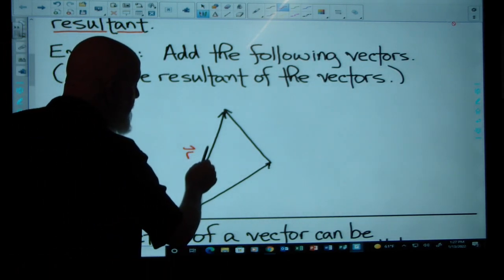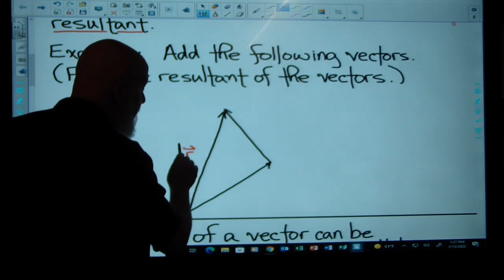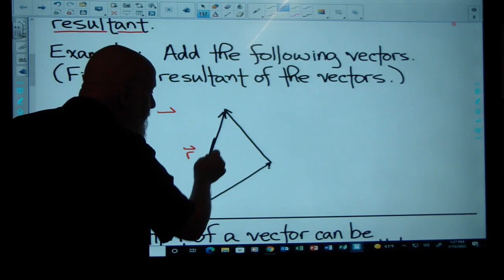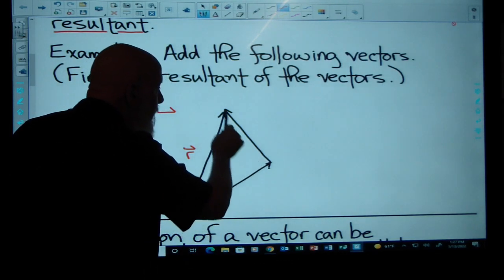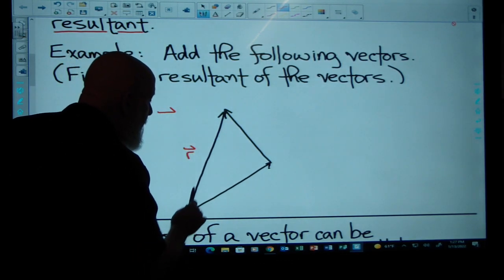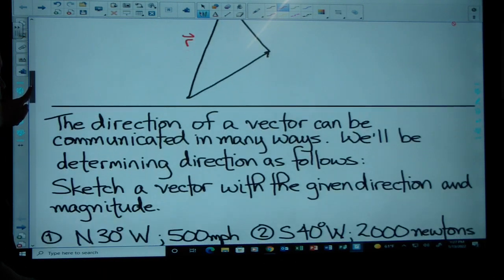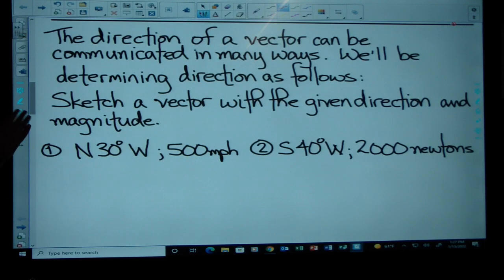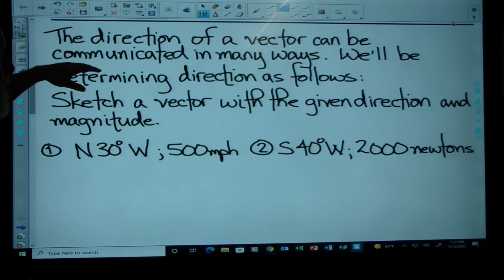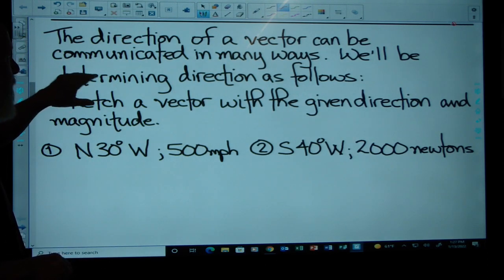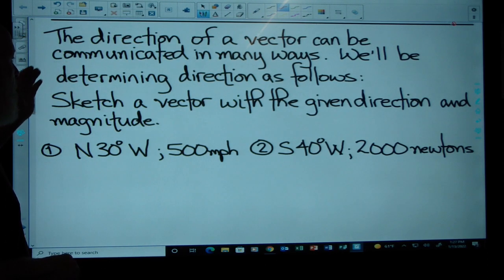This is the resultant vector. R is what I called it, and that little symbol there just means vector, the word vector. And this is what we get if we add these two vectors together using the tip-to-tail method. This is the resultant graphically. With that in mind, let's take a look at some things here. The direction of a vector can be communicated in many ways. We're going to be doing it the way I'm about to illustrate. We'll be determining direction as follows.